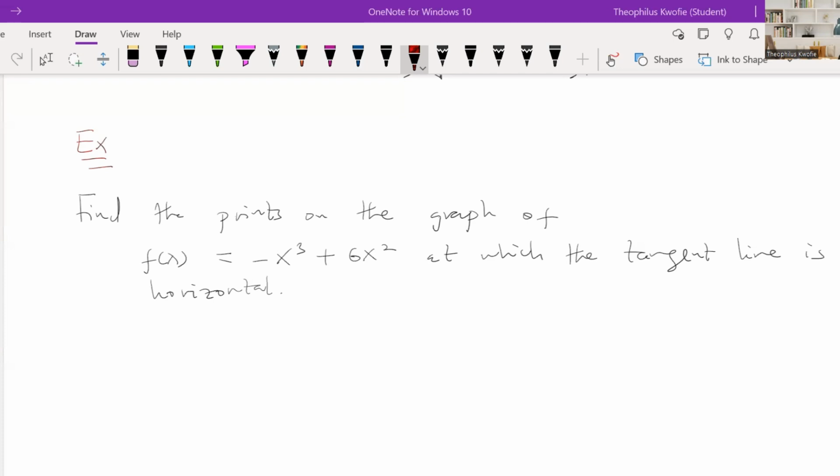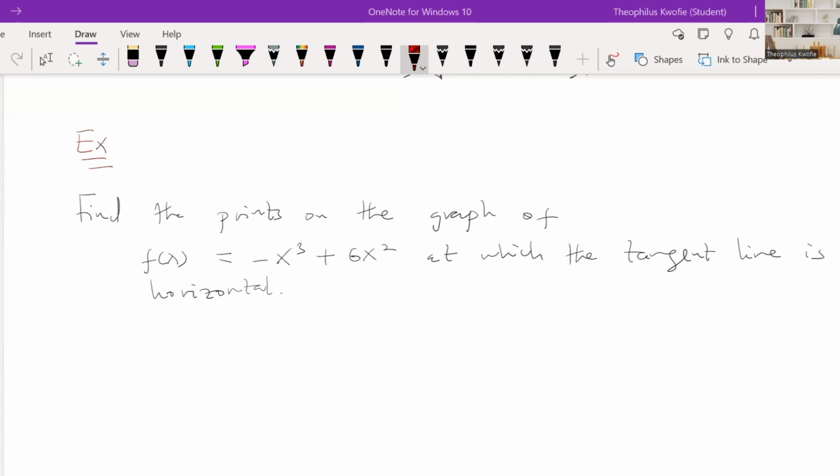Now, at this point, I want us to recall that the derivative is the slope of the tangent line. At this point, I want us to look at this very interesting problem: the points on the graph of the function minus x to the power 3 plus x to the power 2 at which the tangent line is horizontal. Okay, but I want you to recall that the derivative is the slope of the tangent line to a curve. Take note. Let me say that again. The derivative is the slope of the tangent line to a curve.